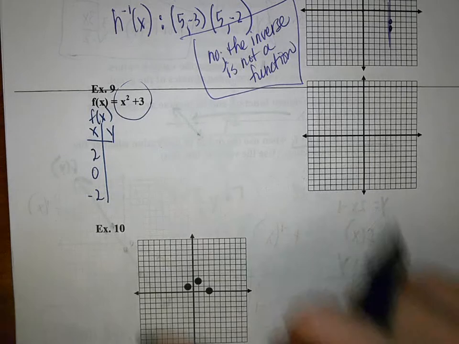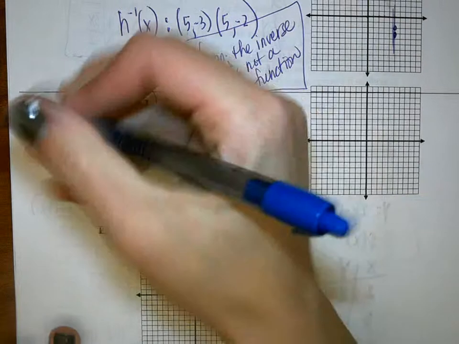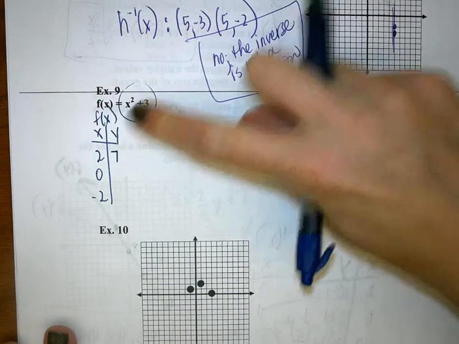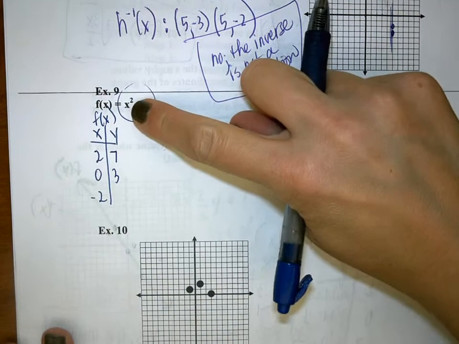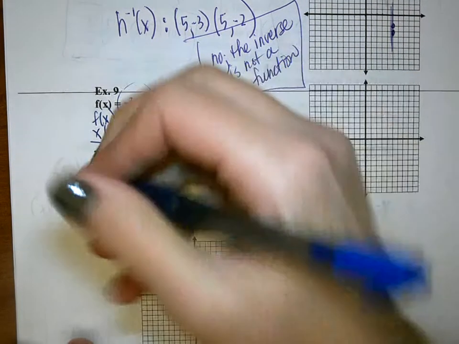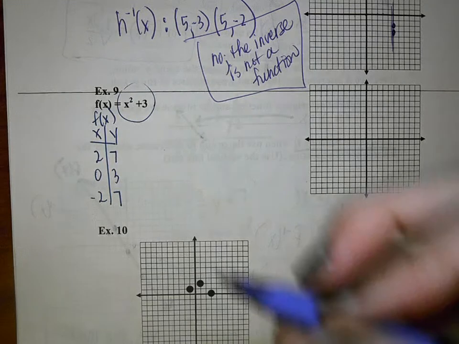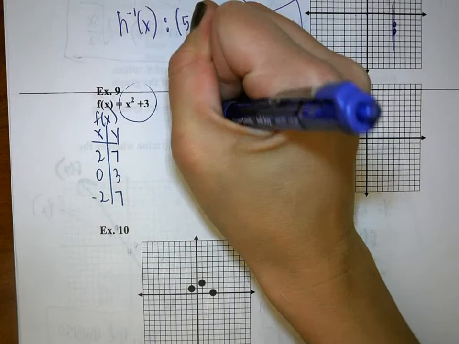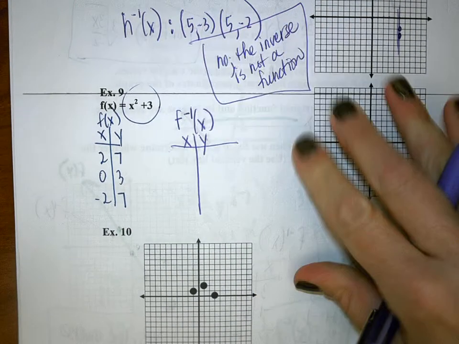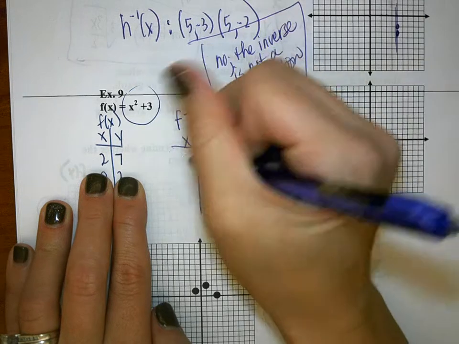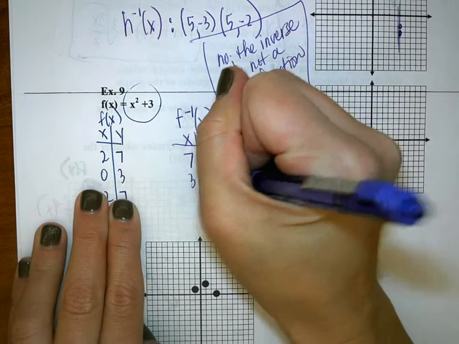So I plug this in. 2 squared is 4, and 4 plus 3 is 7. Plug in 0, 0 squared is 0, 0 plus 3 is 3. And negative 2 squared gives you a positive 4, and 4 plus 3 is 7. So there is my original function. And then my inverse function, f to the negative 1 of x. We are just exchanging our x and y values. So we are flipping these around, and we end up with 7 and 2, 3, 0, and 7 and negative 2.